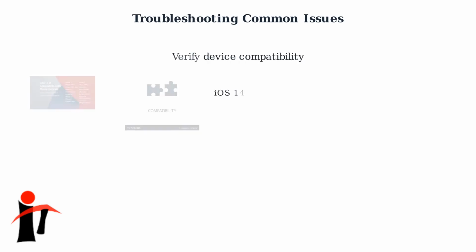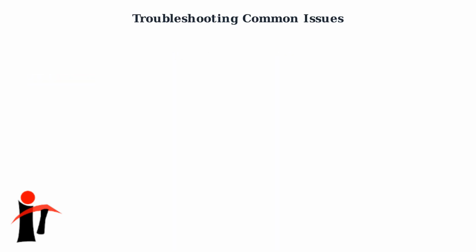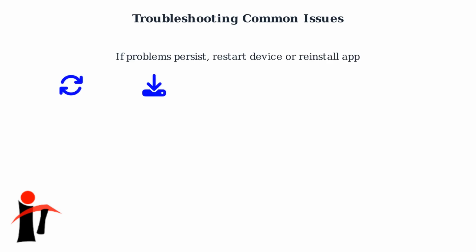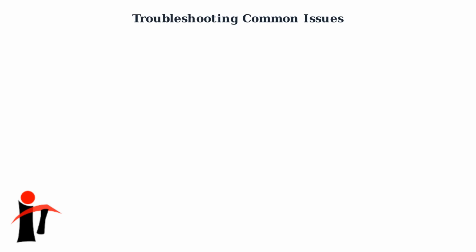Check that your device meets the compatibility requirements. The app requires iOS 14 or later for Apple devices and Android 8 or later for Google devices. Using an outdated operating system can lead to installation issues. If the issues continue, try restarting your device to clear temporary glitches. Alternatively, uninstall and reinstall the Amazon Seller Central app to resolve any corrupted files.